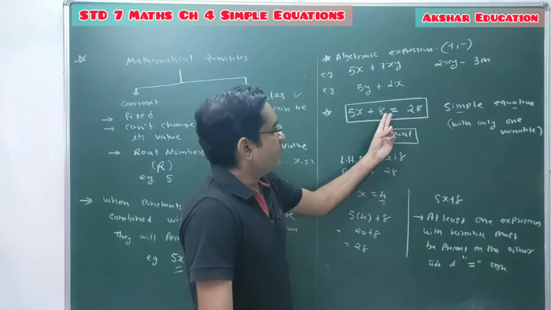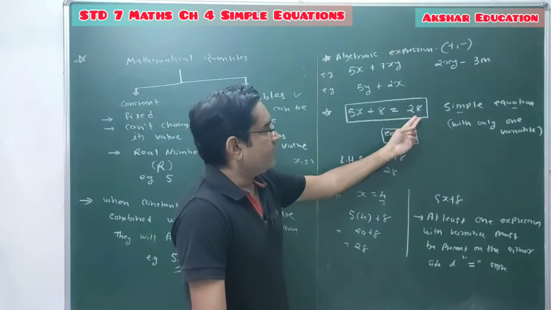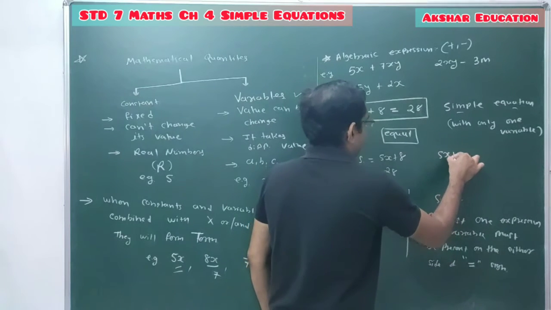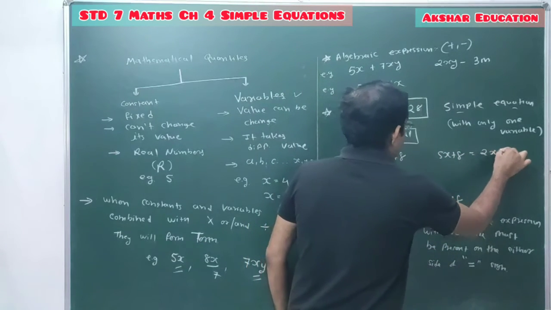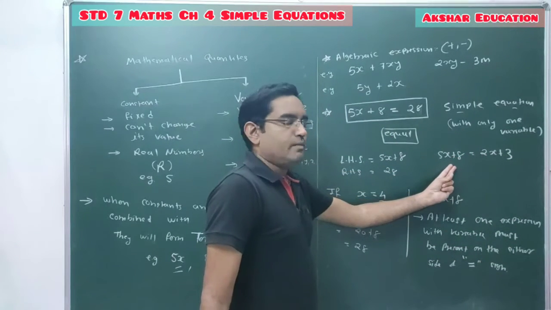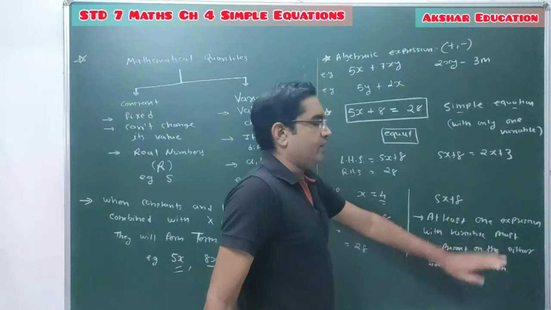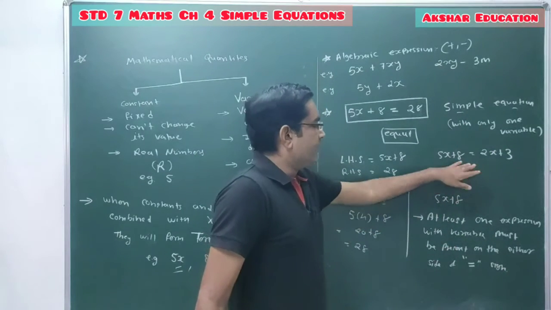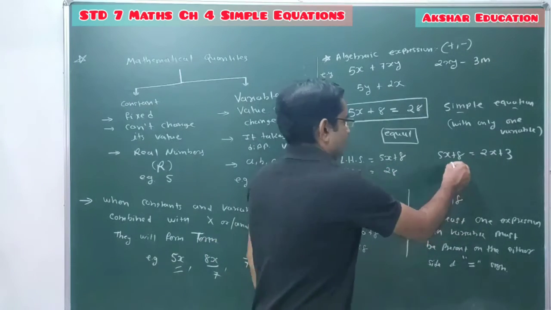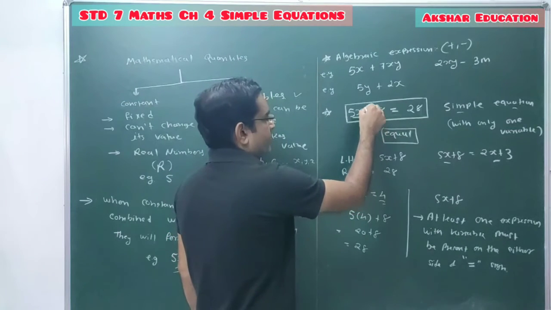This is our simple equation. So this is one algebraic expression, this is one constant value. We can also take an example like this: 5x plus 8 equal to 2x plus 3. So this is one equation. On the left hand side it is one algebraic expression, on the right hand side one more algebraic expression. That means here on both sides of this equal to sign, one expression is there with a variable. Here on the left hand side only one expression is there with a variable.